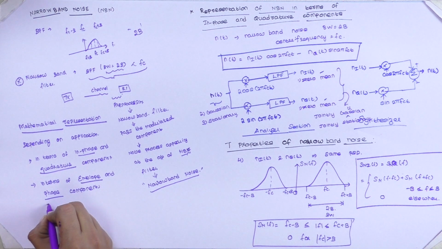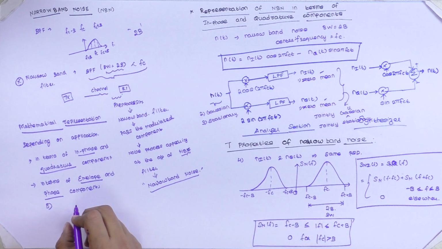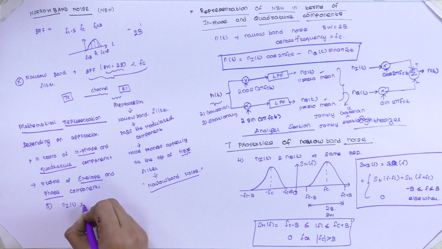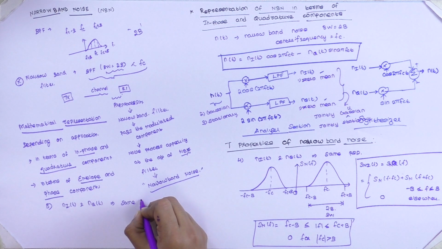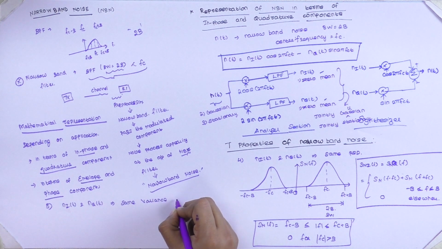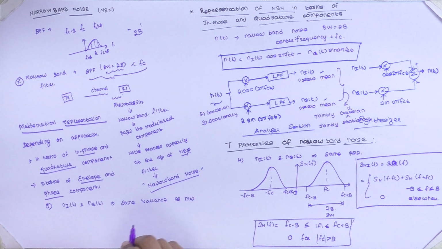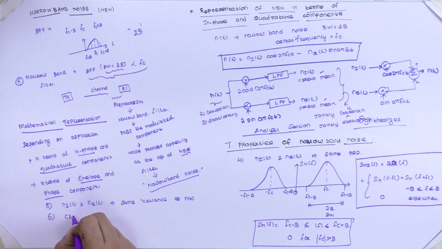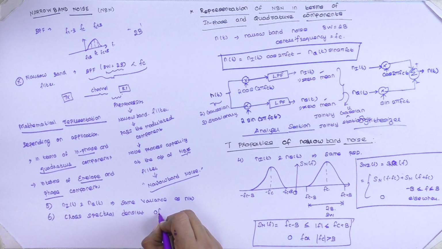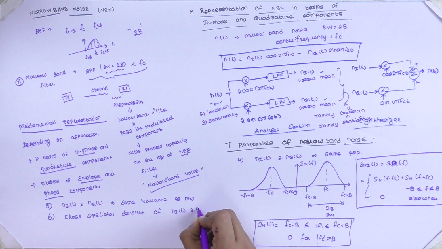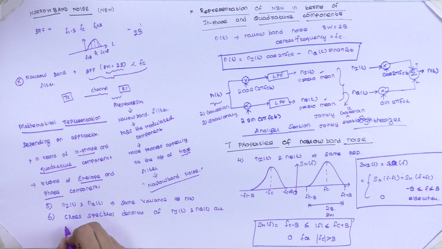And the fifth point in the narrowband noise: Ni of t and Nq of t have the same variance as N of t. And the cross spectral density of Ni of t and Nq of t is purely imaginary.